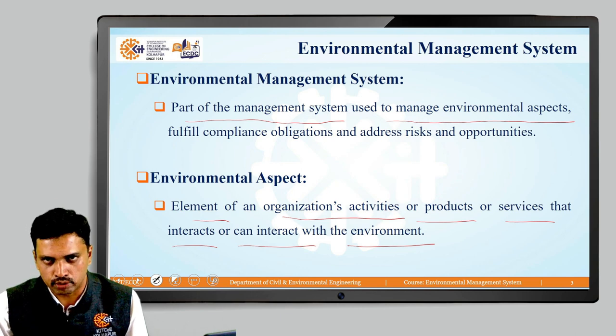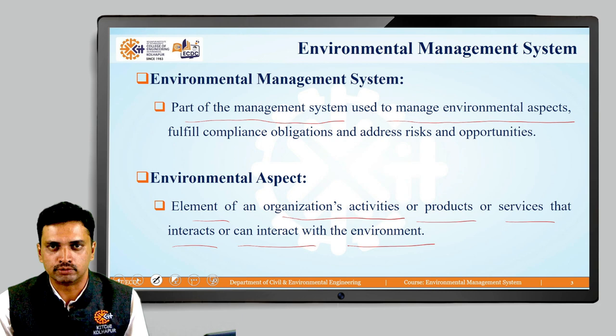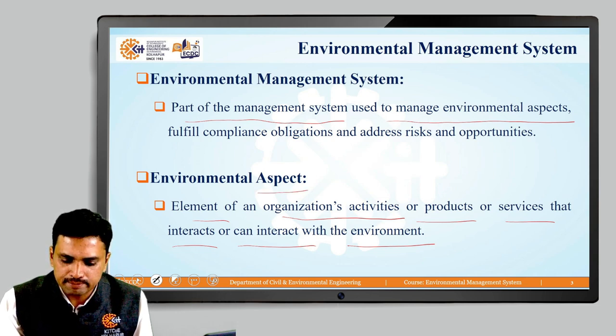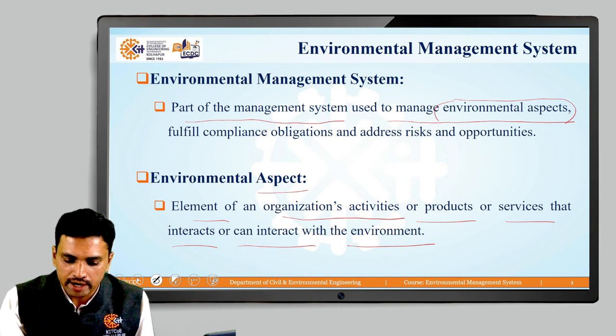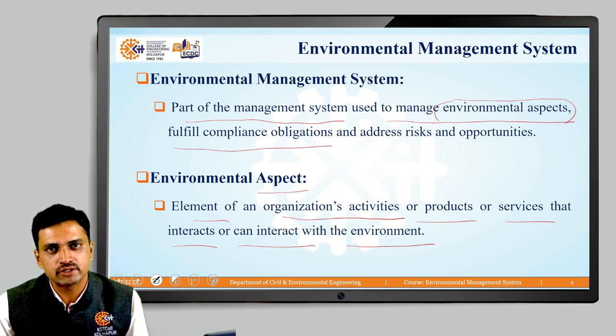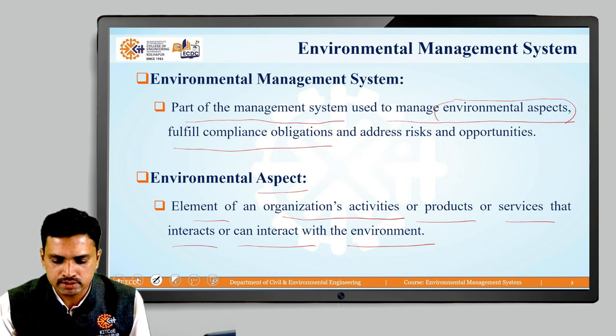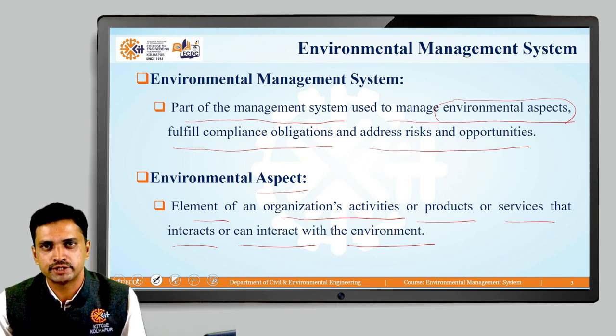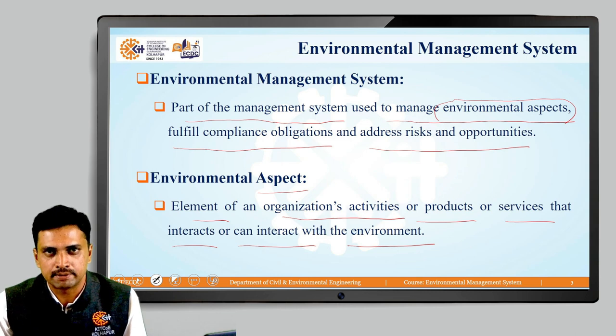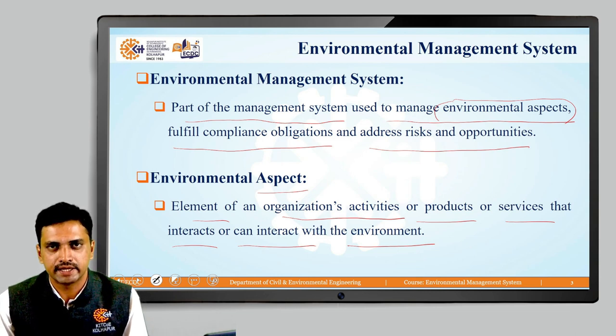Now, whether that change is positive or negative, when that change is brought about, we call the cause for that change an aspect. So, environmental management system is a part of management system which is used to manage its environmental aspects and to fulfill the compliance obligations. Compliance obligations are nothing but the legal requirements which are applicable to any organization, as well as some other requirements which have been considered by that organization. So, it is a part of the management system used to manage environmental aspects, fulfill compliance obligations, and to address the risks and opportunities which are in context with the environmental management system. This is how environmental management system is being defined.